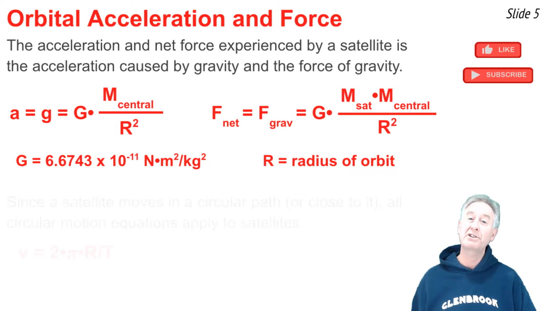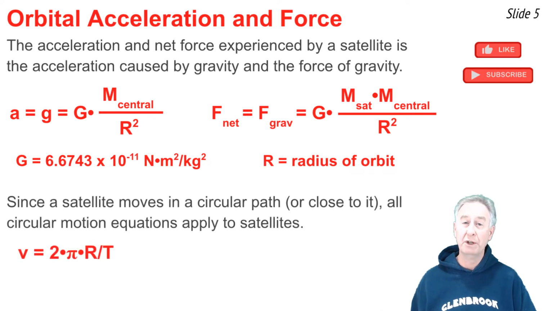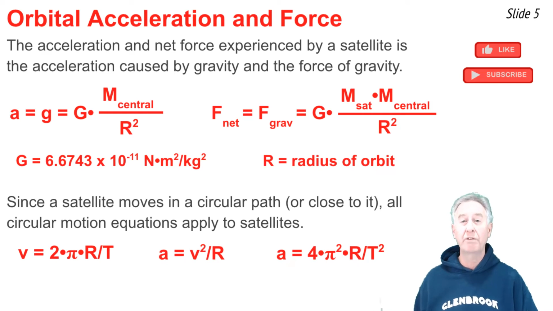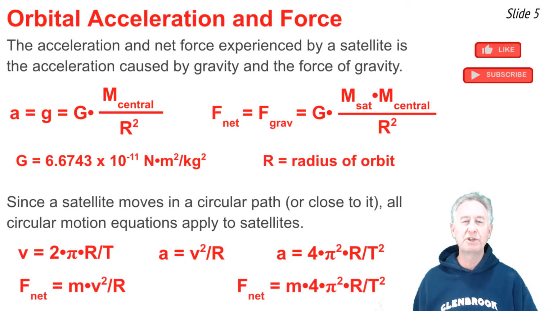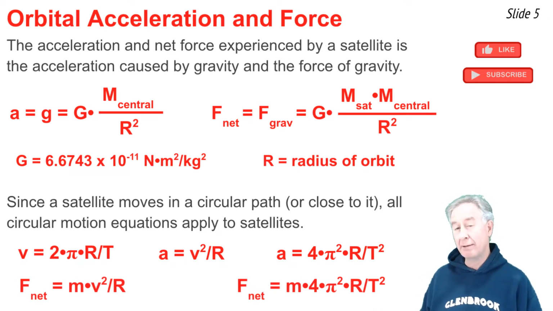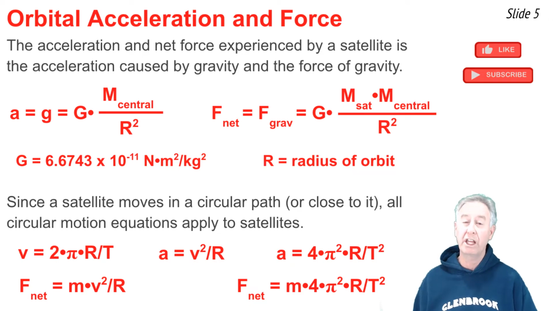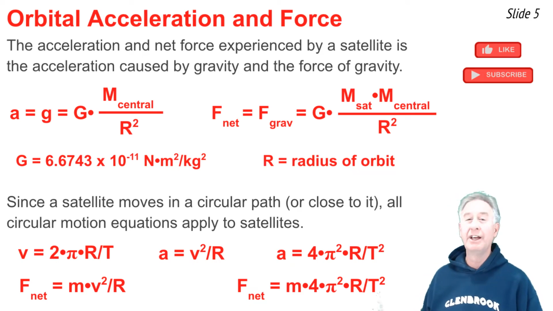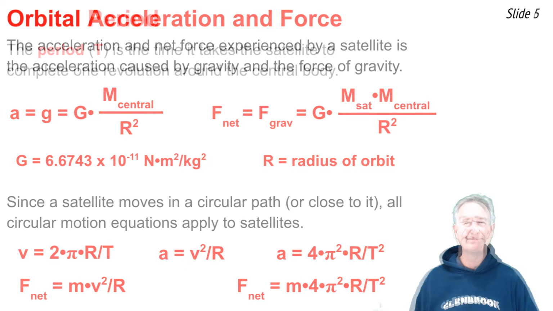But since satellites are orbiting in what is nearly a circular orbit, we could also use circular motion equations to describe the velocity, acceleration, and net force. So v is equal to 2 pi r divided by the period, and the acceleration is v squared divided by r, or 4 pi squared r divided by T squared. For net force, you would state that it's m times a, or for moving in circles, it's m times v squared divided by r, or m times 4 pi squared r divided by T squared.